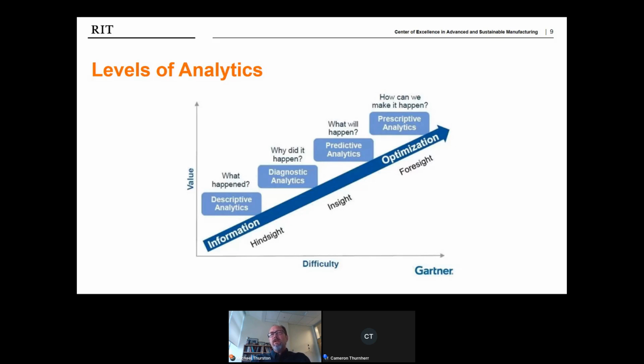So it's a simple example, but it tries to illustrate that as you go along from descriptive towards prescriptive, you get more actionable information. It has more value to the business, but the ability to do these higher levels of analysis requires more information and more knowledge and more effort. So the difficulty and the cost go up.